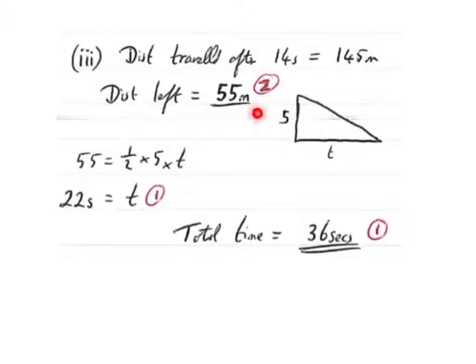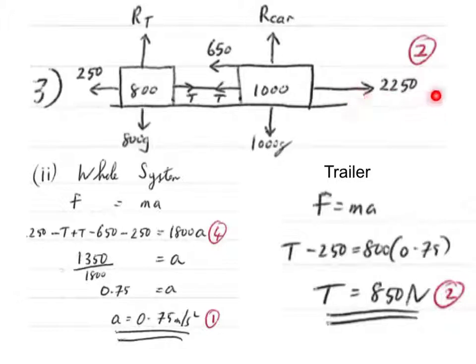So the distance left is now 55 meters, which means the area of this triangle is 55. So 55 is a half times 5 times 10, giving us a time of 22 seconds, but the total time is 36 seconds.